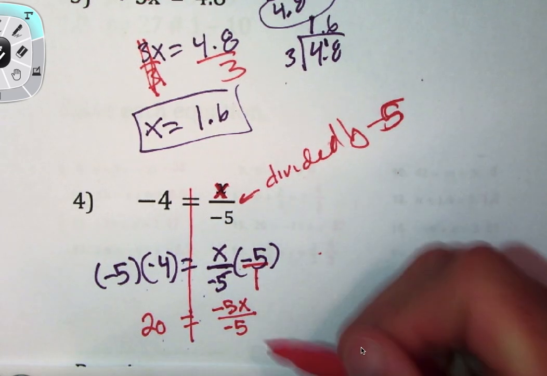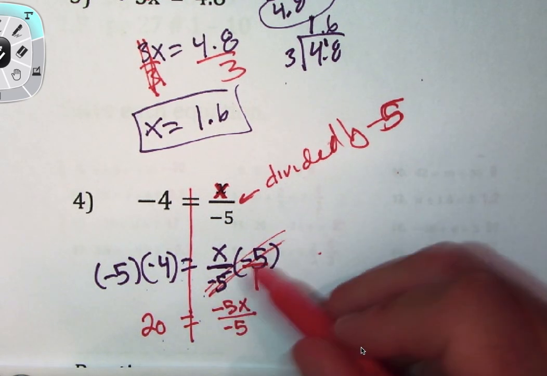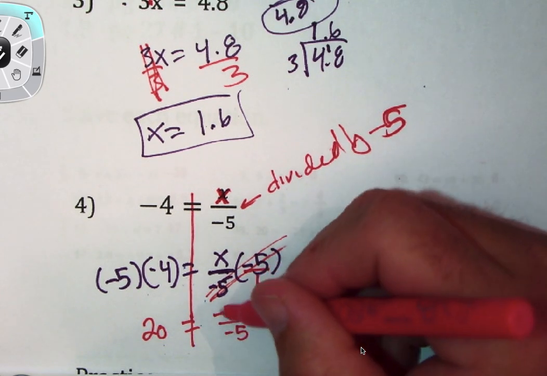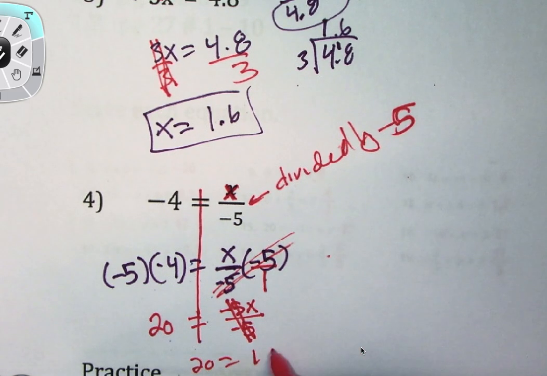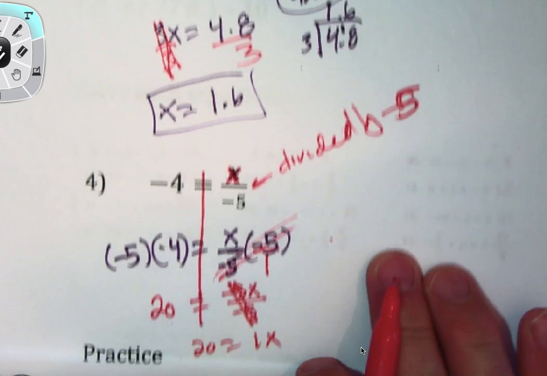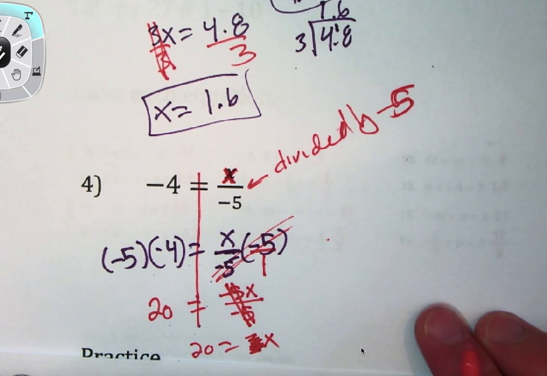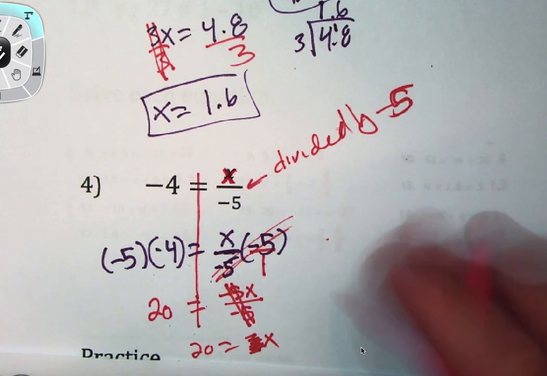Unless Mr. Marion is supposed to just do this. Yeah, but why do we get to do that, right? Because -5 divided by -5 is 1, right? Which we often skip out. So it's 1x. So 20 equals 1x. And you probably may have learned that we simplify the 1 out because 1 times anything is itself. So there we go. We found that it's 20. And 20 divided by -5 is -4.